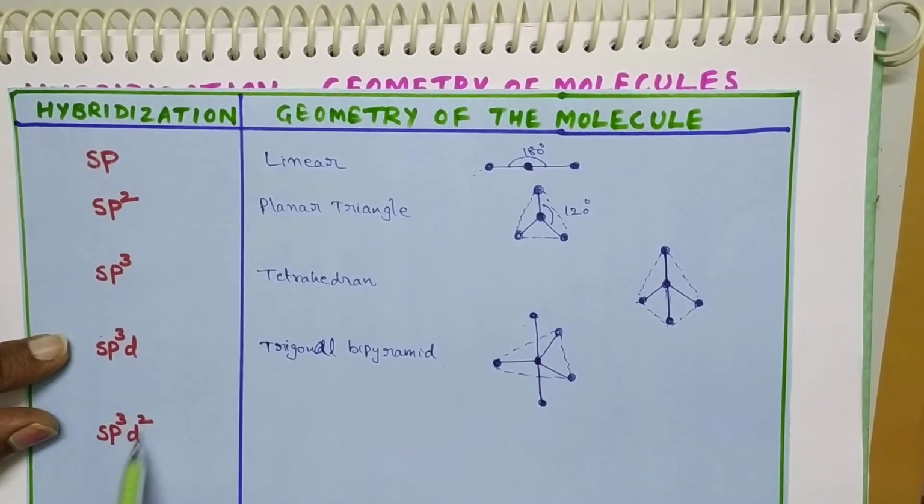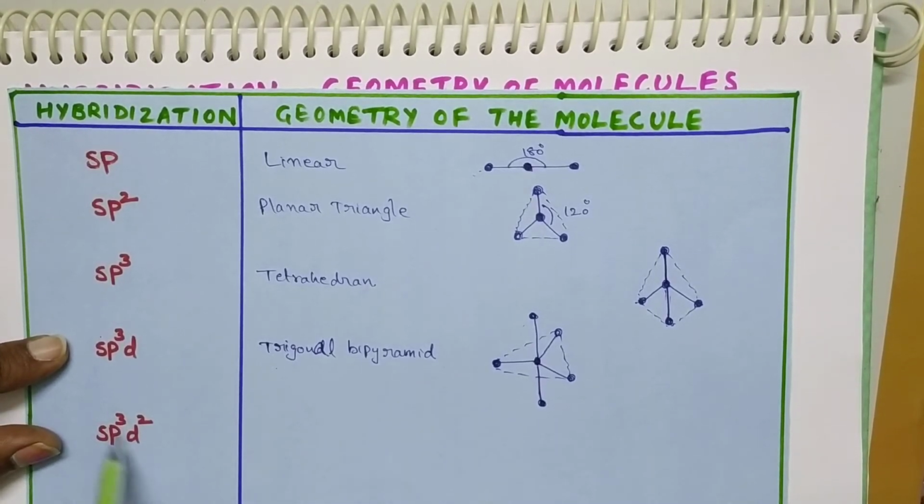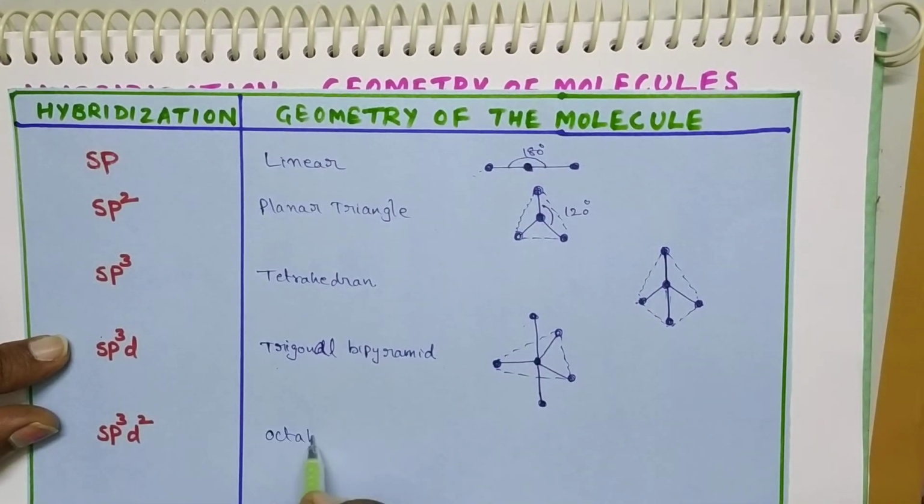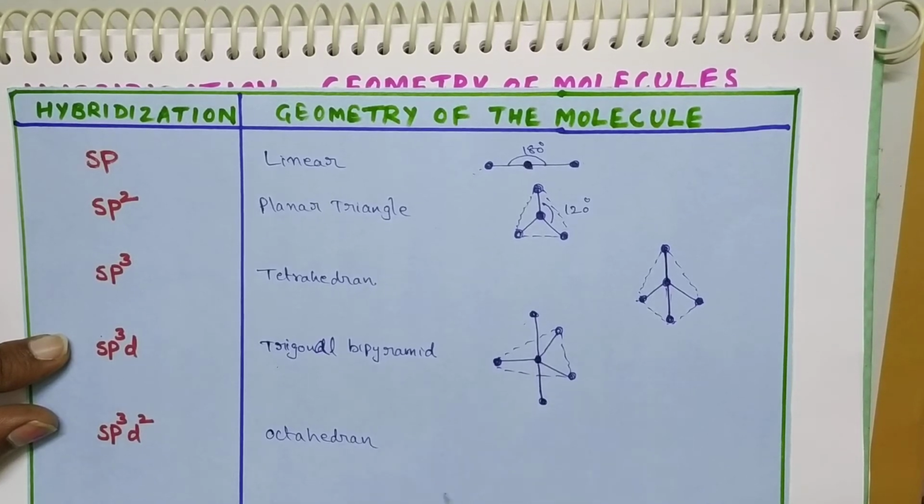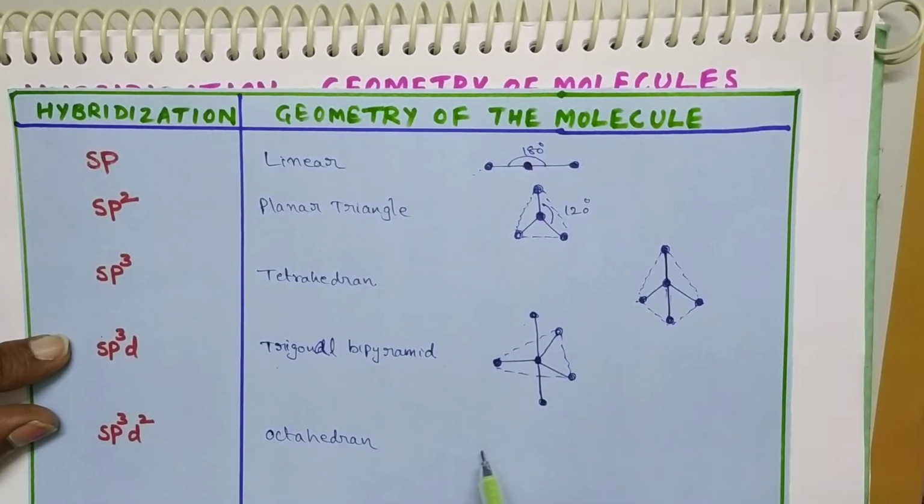And next one, sp3d2 hybridization. So in case of sp3d2 hybridization, 1 plus 3 plus 2, there are 6 hybrid orbitals. These 6 hybrid orbitals will occupy the 6 corners of an octahedron. Octahedron means it has 6 corners.